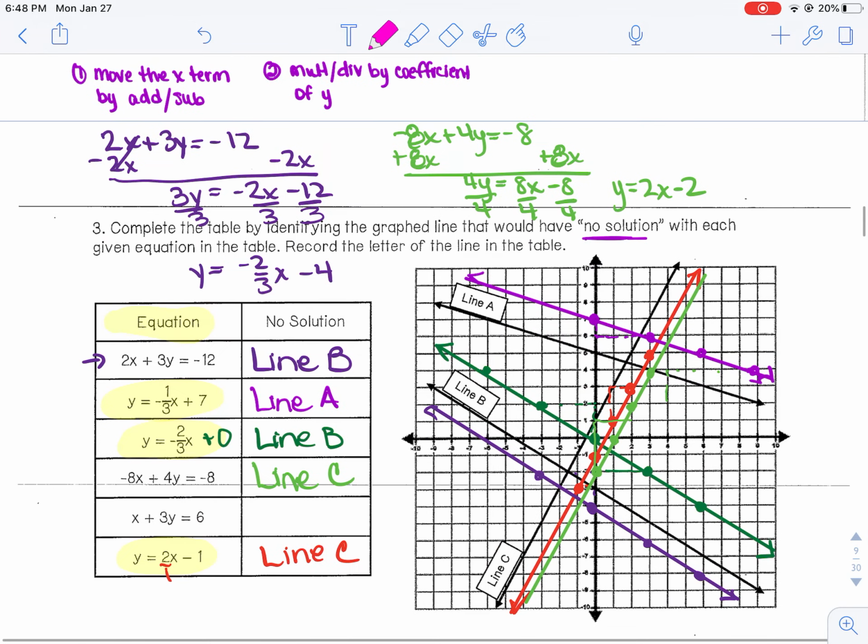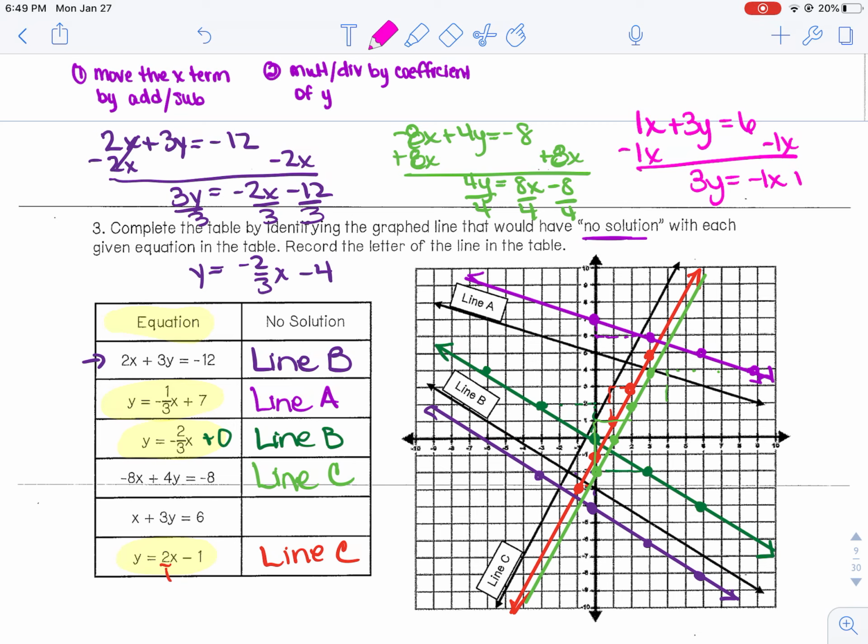Okay, our last equation is 1x plus 3y is equal to 6. We'll subtract 1x on each side, and I'm left with 3y is equal to -1x plus 6, divide by 3. Y is equal to -1/3x plus 2.